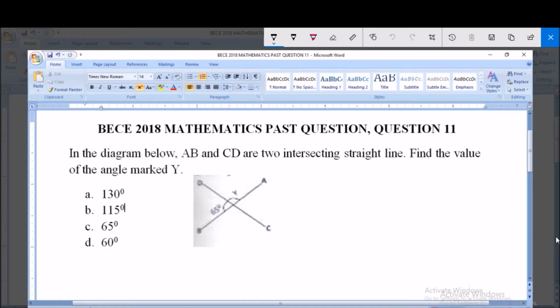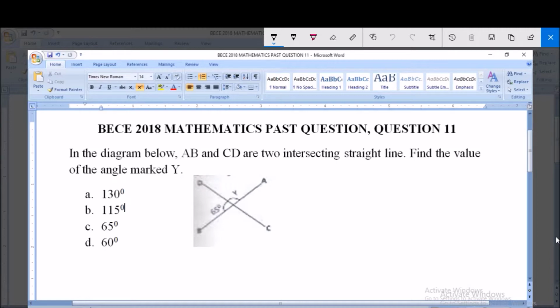Good day and welcome. Today we're going to be dealing with BECE 2018 Mathematics Past Question 11. In the diagram below, AB and CD are two intersecting straight lines. Find the value of angle marked Y. A 130 degrees, B 115 degrees, C 65 degrees, and D 60 degrees.